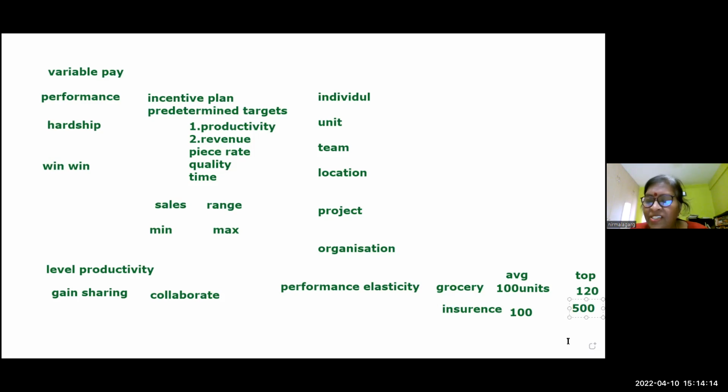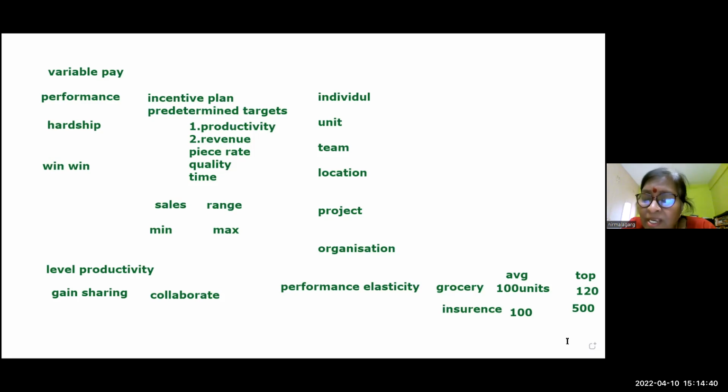If he has great skills in selling, he can actually sell 500. Do you know insurance agents who get more commission than even the regional managers? I hope you know that. The sales guys in the insurance business make much more money than even the regional managers of insurance.